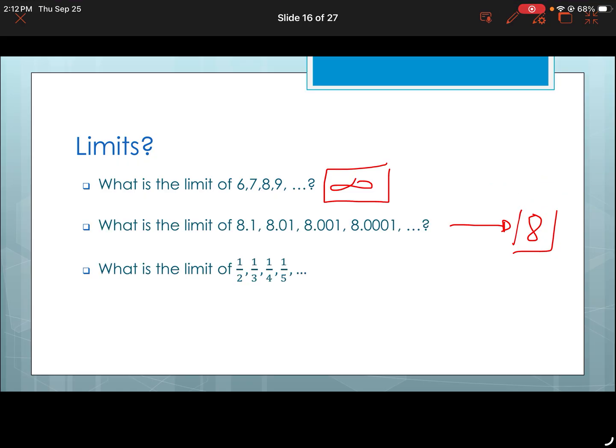Okay, what about this one? It goes a half, a third, a quarter, a fifth, a sixth, a tenth, a millionth, a bajillionth. What are we getting really, really close to there? We're getting close to 0.